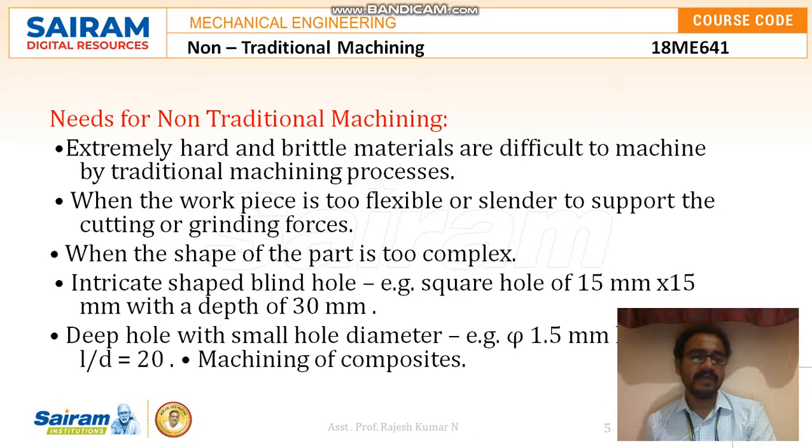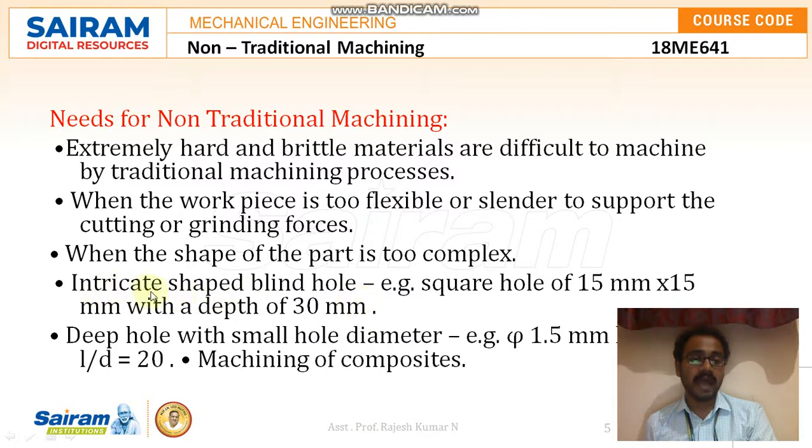And the next need for the non-traditional machining process is when the shape of the part is too complex, which is practically very difficult on, for example, lathe machines. Whatever operations we look at, it may be turning, facing, broaching, whatever. The complicated shapes are very difficult in the traditional machining process, but here it is very easy. We will also be discussing the different non-traditional machining processes used for making these. And the next one is the intricate shaped blind hole.